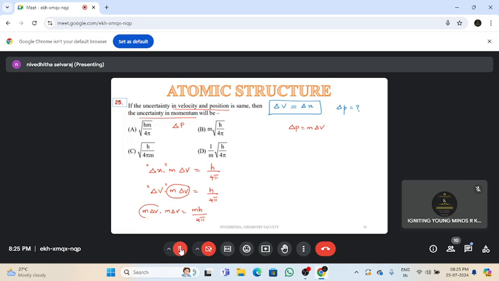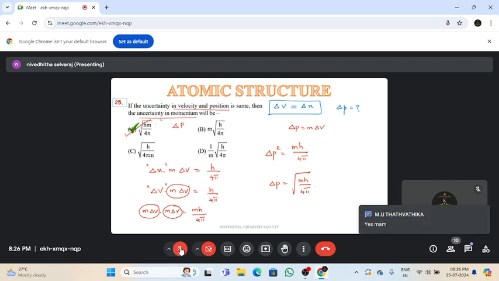So this is delta p and this is also delta p, which can be written as delta p square, which is equal to mh by 4 pi, or delta p is equal to root of mh by 4 pi. So which is option A. Is that clear? Okay, Divya's answer and Geetan's answer was right. Okay, Varshini, fine. Okay, Kana, fine. We'll move on to the next question.